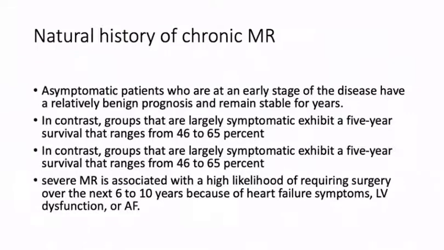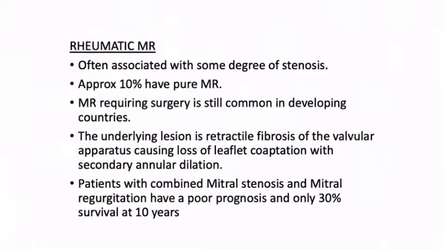So coming to chronic MR, asymptomatic patients who are at early stages of the disease are very benign and they are stable for many years. In contrast, patients who are symptomatic with severe MR have a survival rate of around 60% in 5 years. In a patient with severe MR, the chances of going into heart failure or developing symptoms, or of going for surgery, are very high within a period of 5 to 10 years.